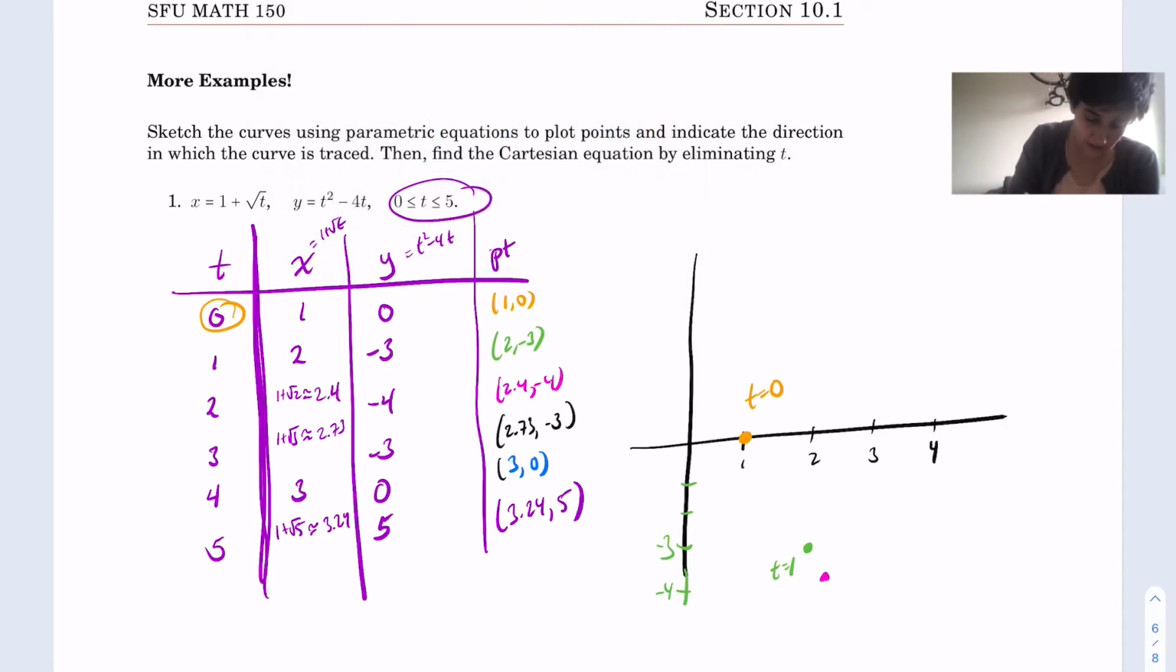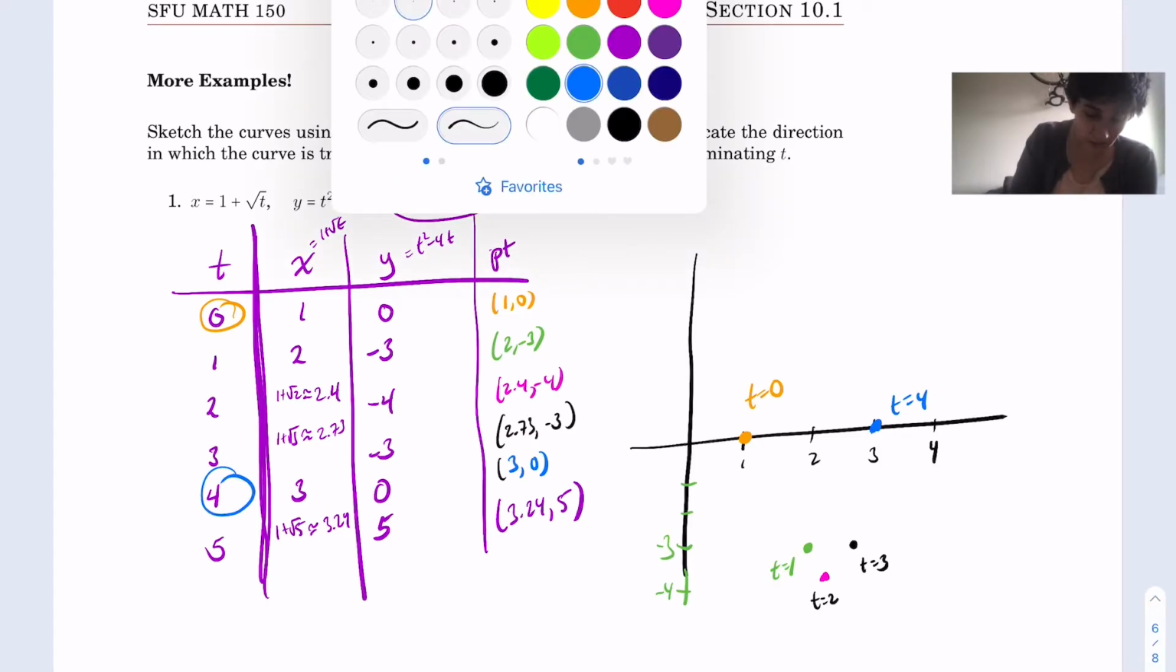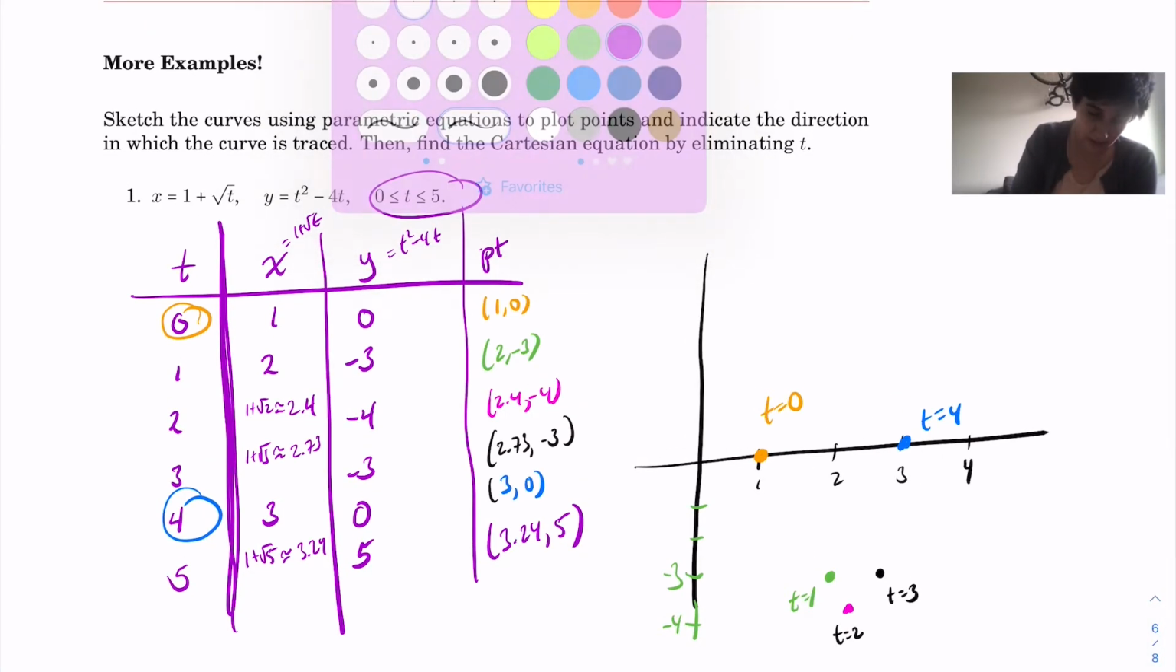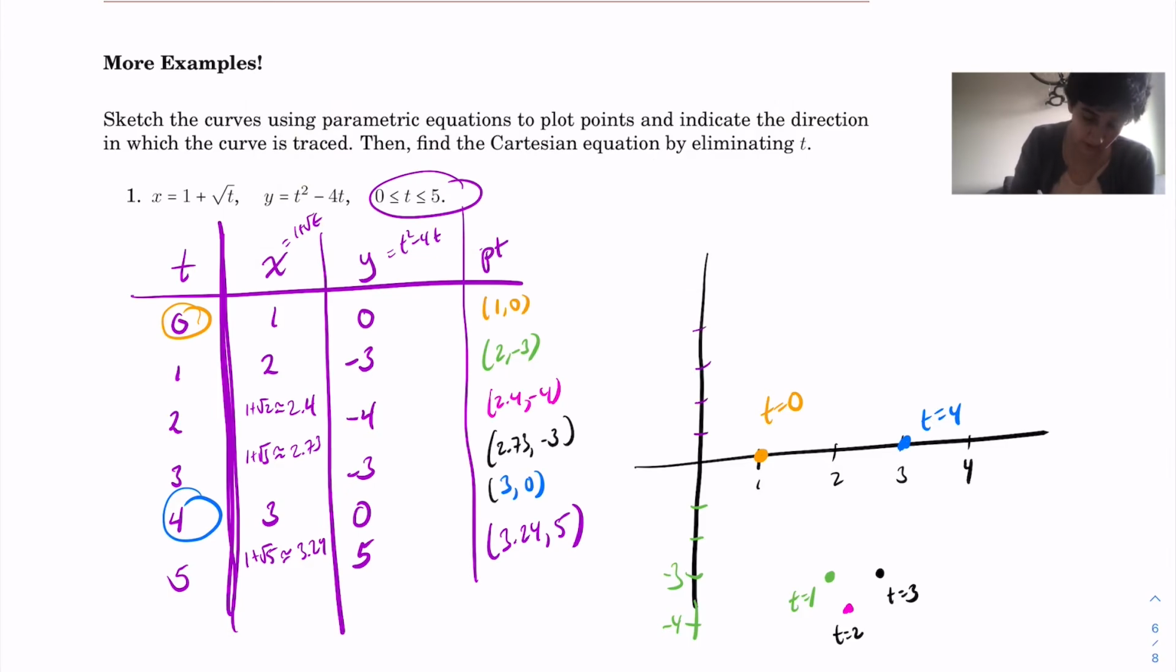And then we get this black point, 2.73, negative 3. So kind of about there. So this is t equals 3. This one is t equals 2. Then we get the point 3, 0 at t equals 4. That's coming from here. And then we get this bigger point, 1, 2, 3, 4, 5. We get the point 3.24, so about here. Okay, this is t equals 5.